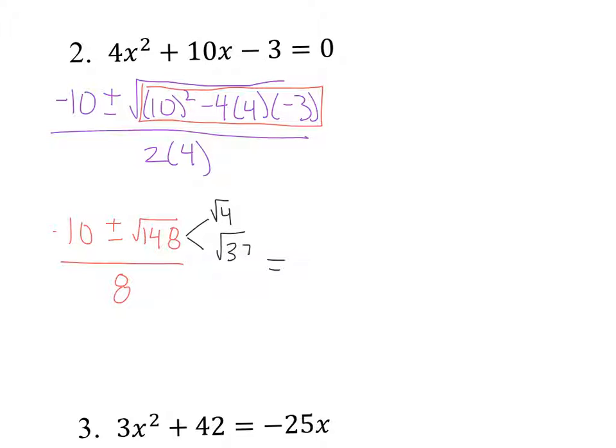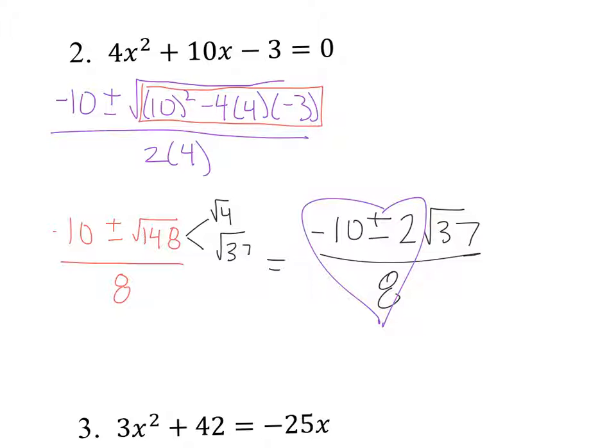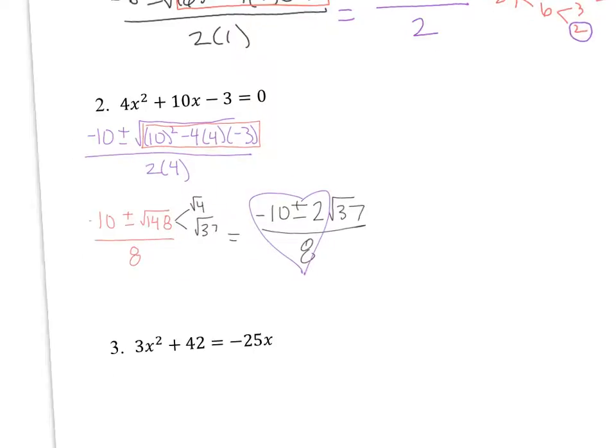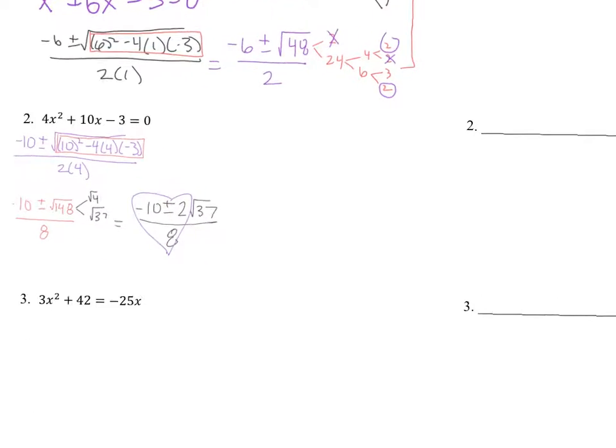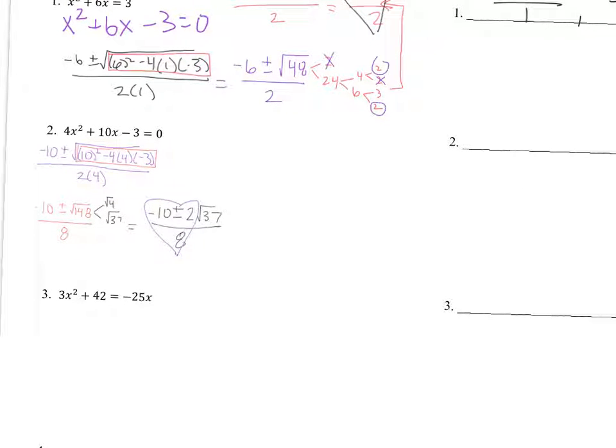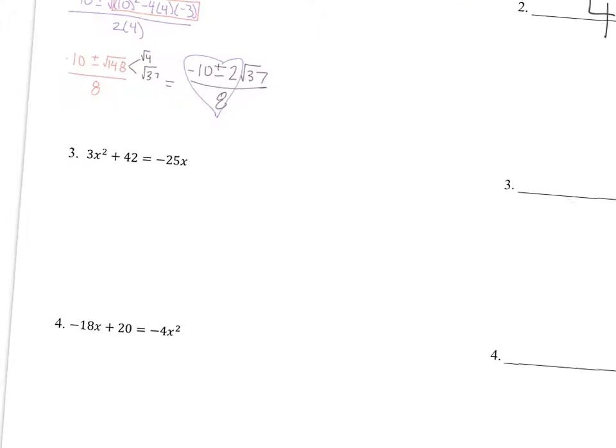So this would be equal to opposite 10 plus or minus. The square root of 4 is 2. The square root of 37, I can't do anything with that, so it's just like this. I look at that heart. Remember, that heart does not include the square root. So right there would be my answer. They're all divisible by 2, so it would be negative 5 plus or minus the square root of 37 over 4.